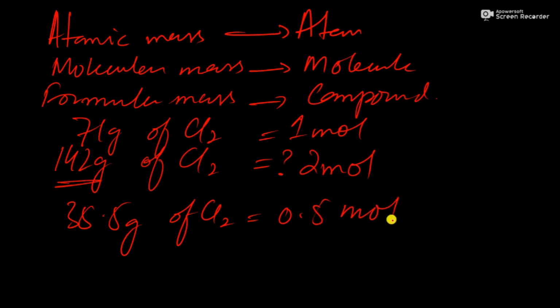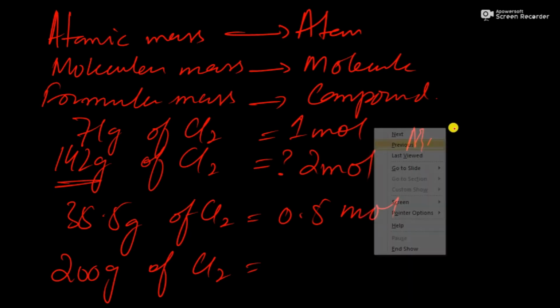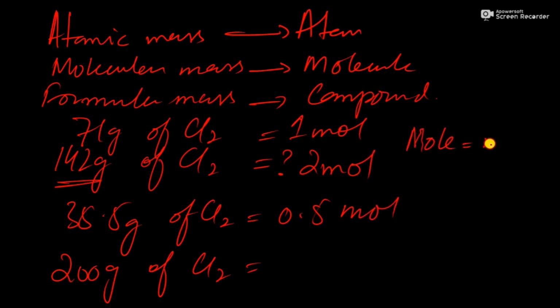That is the unitary method, but we can't keep doing this for every case. For example, if we have 200 gram of chlorine, how can we estimate whether it is 0.1 or 1 or something else? For this we have a specific formula to find moles from mass. The formula is moles is equal to mass over molar mass. What is molar mass?